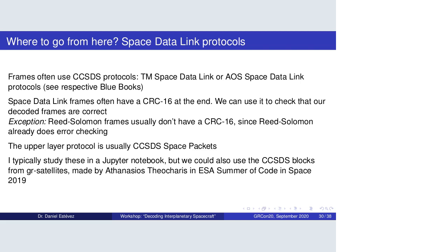But where else can we go from here? If we want to continue doing things with these frames, we can look at these blue books from CCSDS, which define the link layer protocols that are used. The two more important for transmissions from spacecraft to ground are the TM, which means telemetry, space data link, and the AOS, space data link. AOS means advanced whatever. There is also the TC space data link. TC means telecommand, and this is used from ground to space.